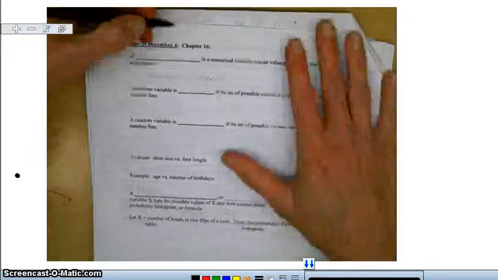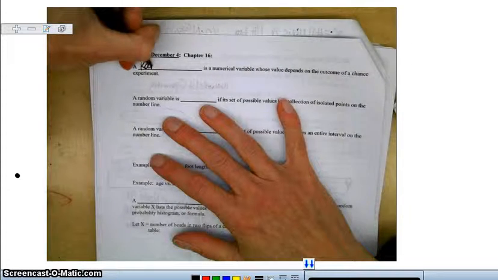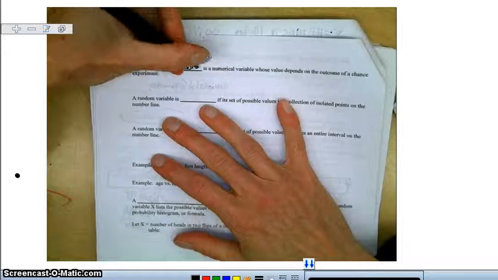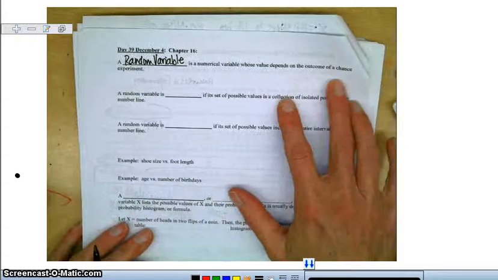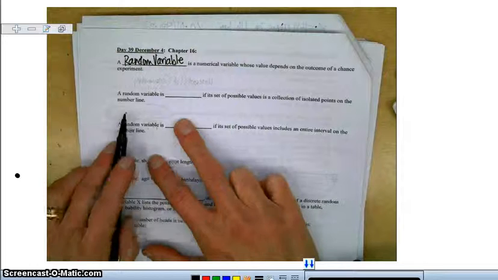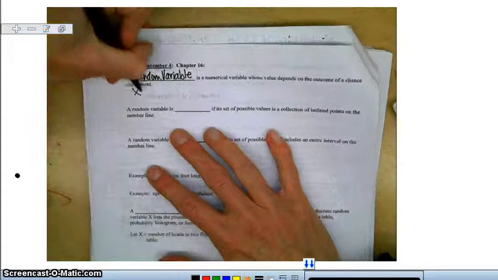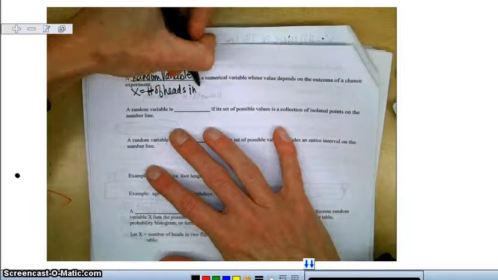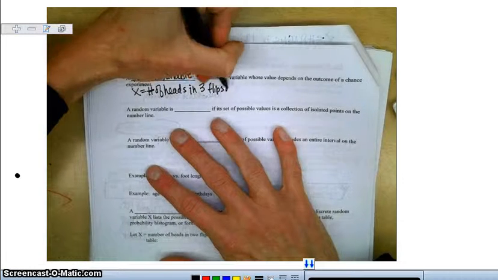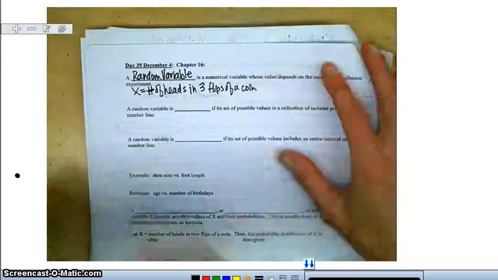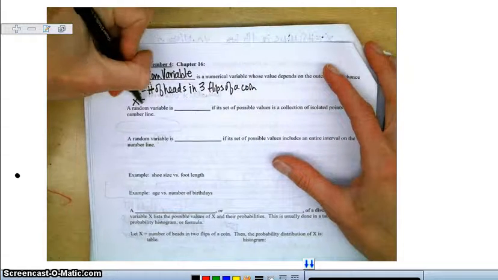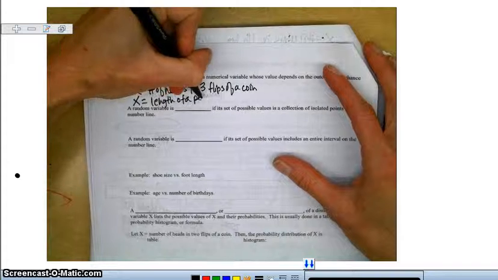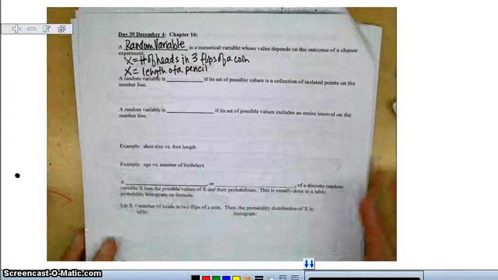Part 2. So a random variable, this is chapter 16. A random variable is a numerical variable whose value depends on the outcome of a chance experiment. X could be the number of heads in 3 flips of a coin. So then we'd have to look at all kinds of things. X is the length of a pencil. Okay, and these are two very distinctly different types of distributions.